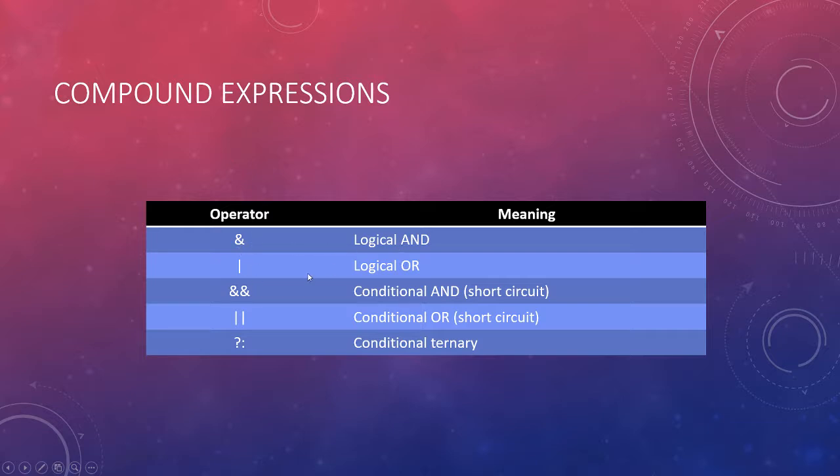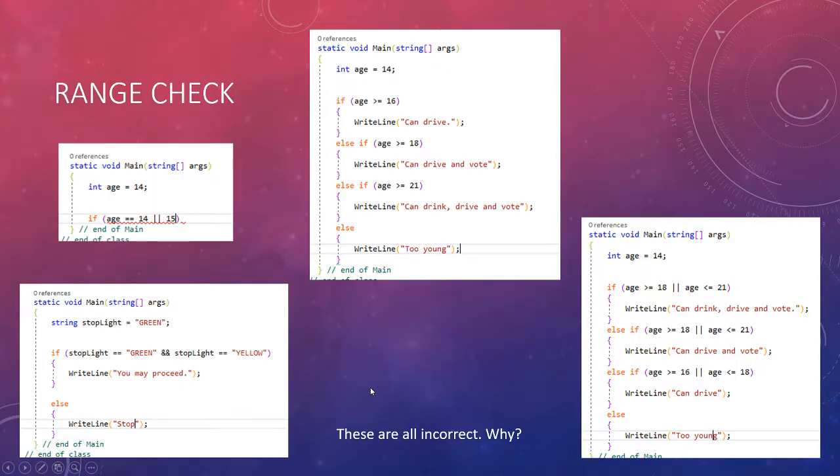Now a logical and and a logical or will cause the processor to evaluate both sides of the condition. We'll see what I mean here in a minute. And a conditional will allow a short circuit. Our last operators, of course, are the question mark and colon from our conditional ternary. Now let's look at some of these range checks, and as we do, we'll talk about the short circuiting.